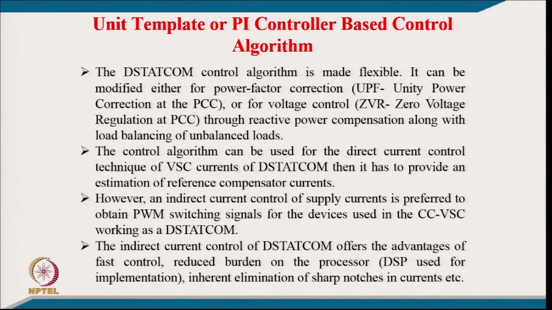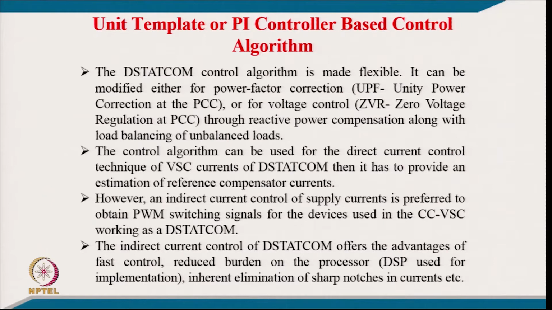The reason the indirect current control algorithm is preferred is that the supply current on which you are putting control is a very slowly varying current compared to the compensator current. Compensator current sometimes requires very sharp changes. If the load current has sharp changes, then you require very sharp changes in the compensator current, and sometimes it is difficult. So, we typically do compensation by control on supply current. If the supply current is meeting your requirement, then indirectly the D-STATCOM is bound to compensate your load compensation requirement.